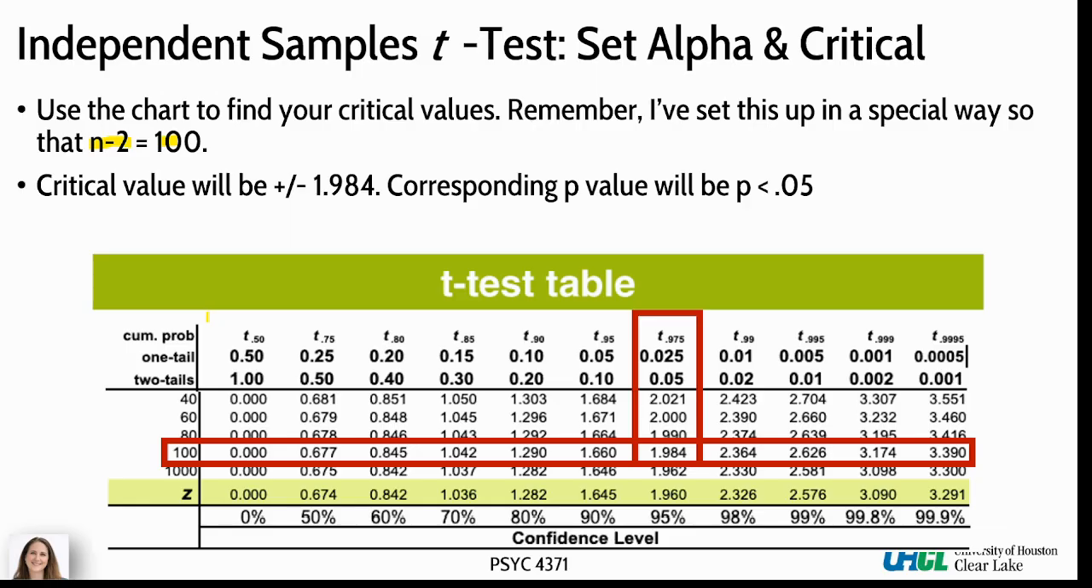So if I use that, I am looking at my degrees of freedom of 100. So I would follow this over. And my probability this time is still 0.05, but I'm looking at 2 tails. So I would come over from that to right here for my 0.05, go down, and then 1.984 is going to be our critical value. So our critical value is plus or minus 1.984. So that means our corresponding p-value from there is going to be less than 0.05.